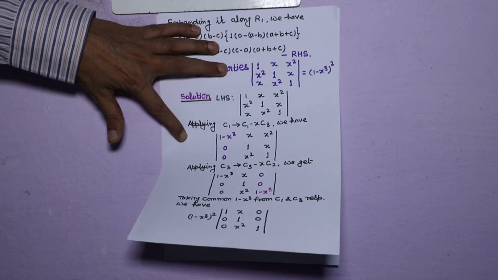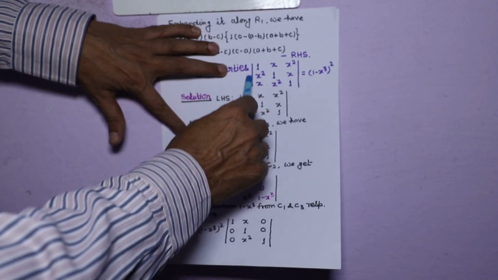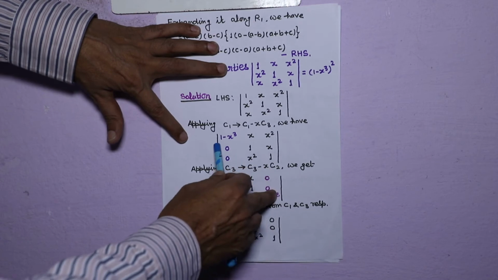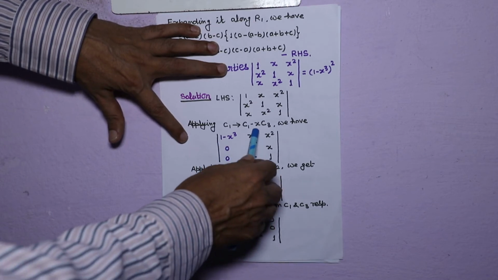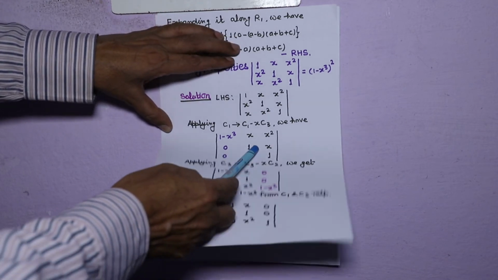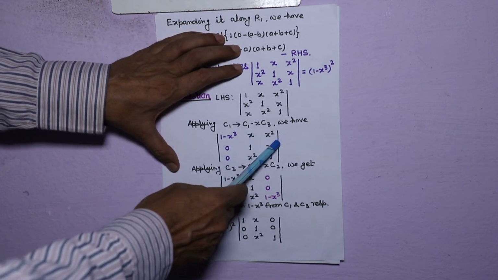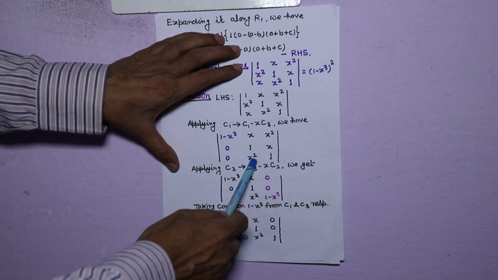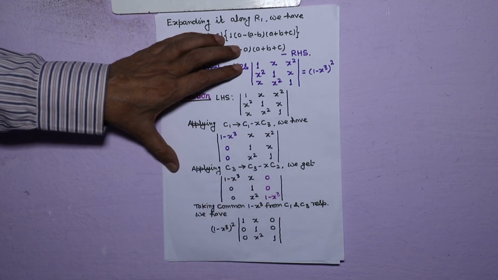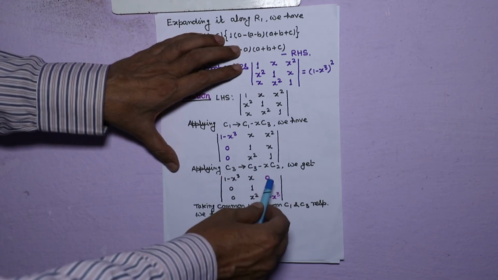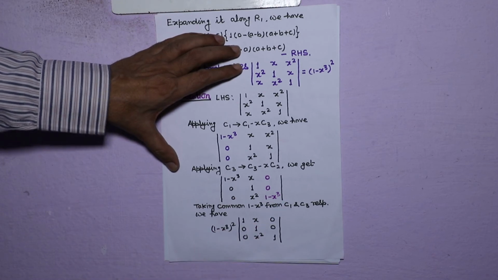That means after subtracting they will be 0. So replacing C1 by C1 minus x times C3, so 1 minus x cube, 0, 0. And remaining two columns are same. Again we have an idea: x into x, x square, 1 into x, x square into x, x cube. So here multiplying by x and subtracting in third, C3 is replaced as C3 minus xC2. So we are getting 0, 0, 1 minus x cube.